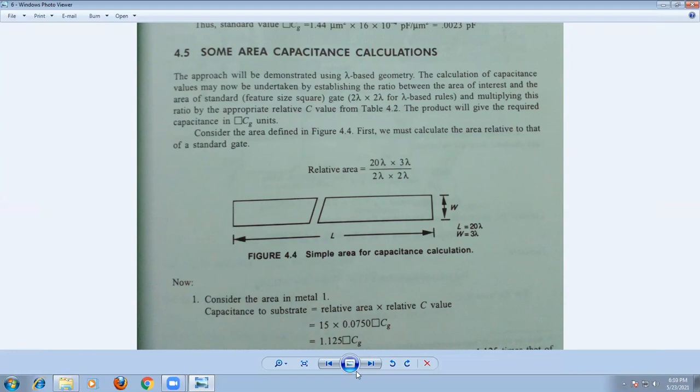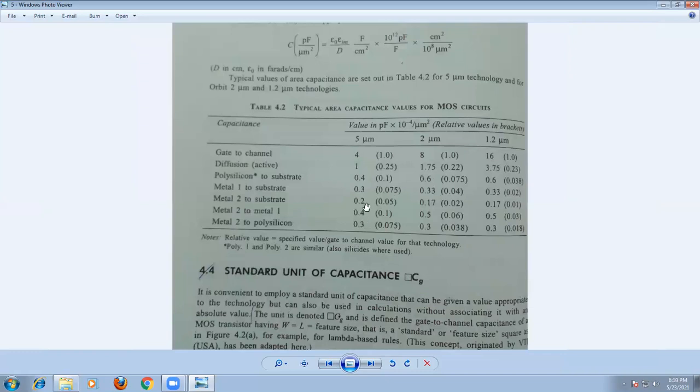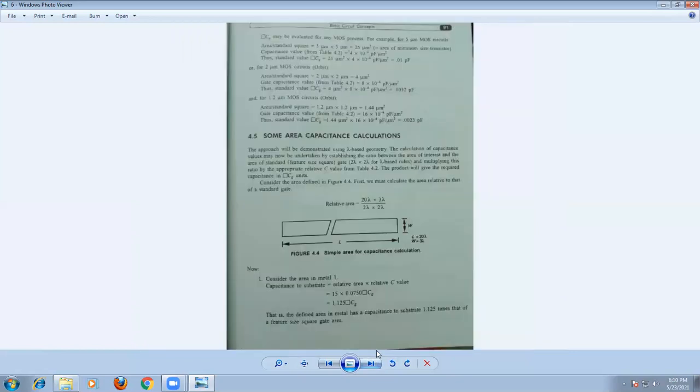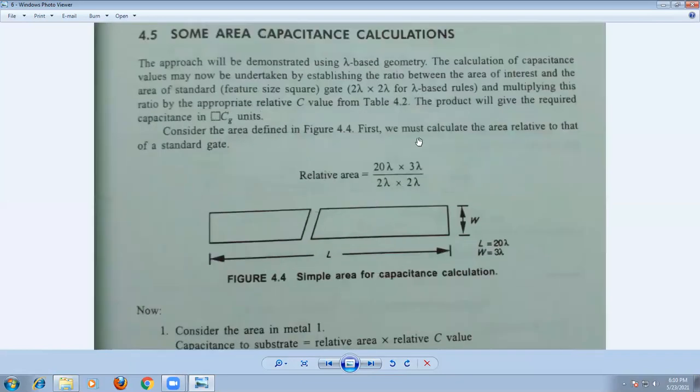We have already calculated the relative value of the C from the table. The relative value of the area multiplied by the relative value of the capacitance gives the value in the standard unit of capacitance. Remember this concept. The product gives the required capacitance in 1 square Cz, in square Cz units. Remember this point.